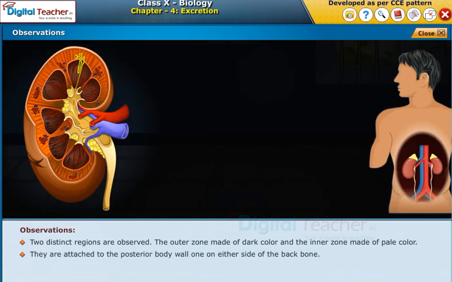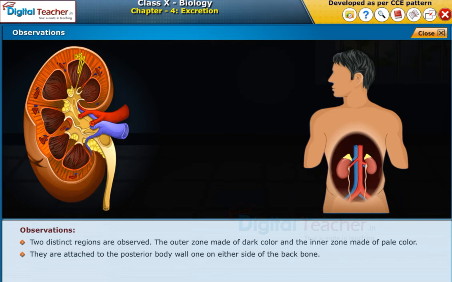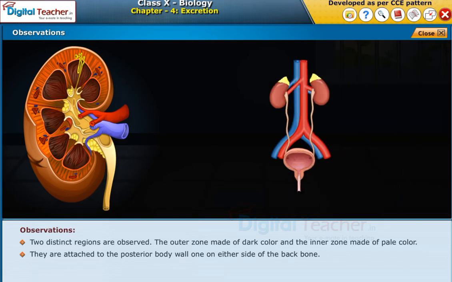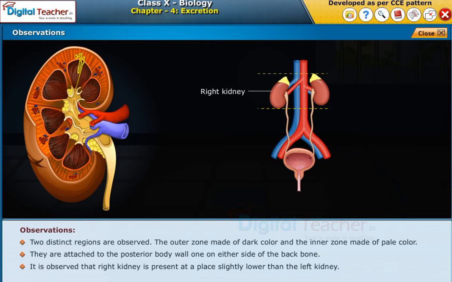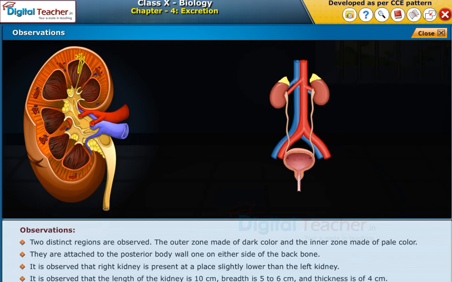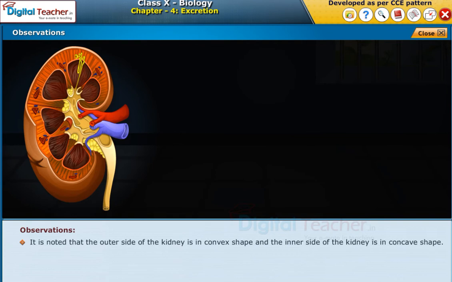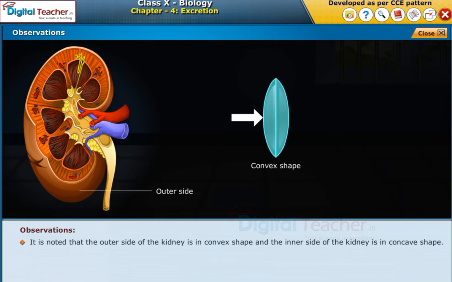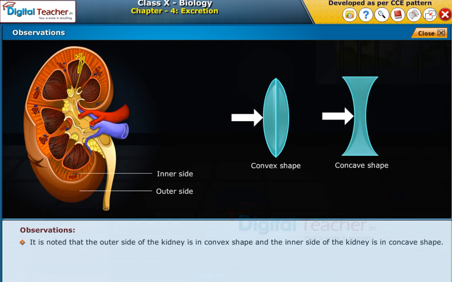They are attached to the posterior body wall, one on either side of the backbone. It is observed that the right kidney is present at a place slightly lower than the left kidney. The length of the kidney is 10 centimeters, breadth is 5 to 6 centimeters, and thickness is 4 centimeters. It is noted that the outer side of the kidney is convex and the inner side of the kidney is concave.